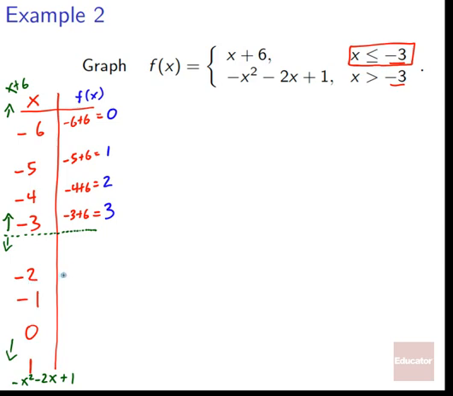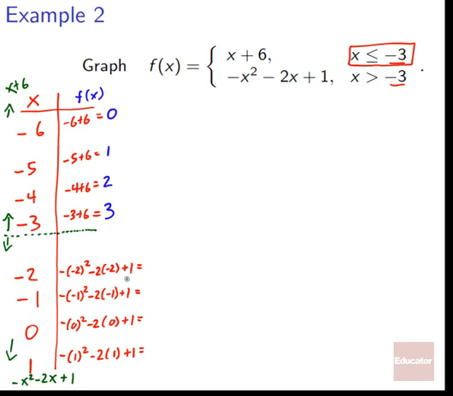Well, if we plug in negative 2 into negative x squared minus 2x plus 1, we've got negative negative 2 squared minus 2 times negative 2 plus 1. Let's plug in all of them, then we'll just do them at once. Negative 1 squared minus 2 times negative 1 plus 1, negative 0 squared minus 2 times 0 plus 1, negative 1 squared minus 2 times 1 plus 1. What do these all come out to be?